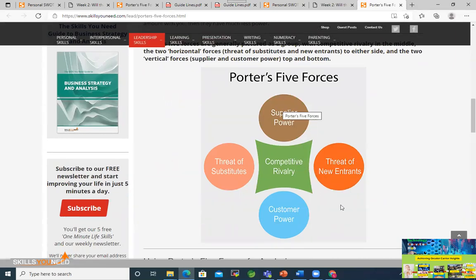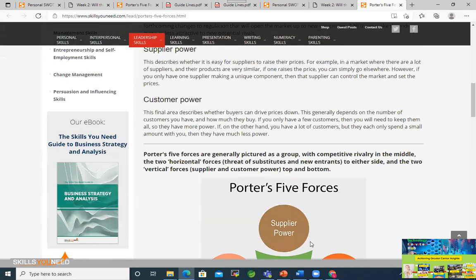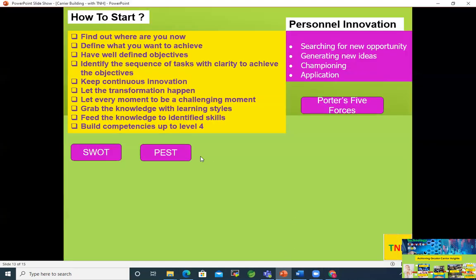Bargaining power, threat of new entrants, customer power, threat of substitutes, and supplier power. Just take a look at those things. Those are tools for your better analysis. And we have more, I think.